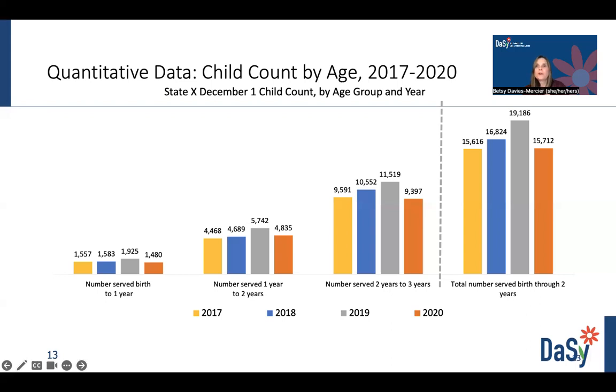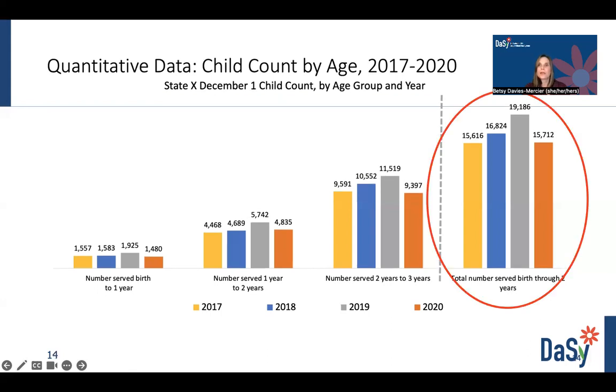The 3 sets of colored bars to the left of the broken line represent the number of children served broken down, or disaggregated, by age, birth to 1 year on the far left, then 1 year to 2 years, and 2 years to 3 years.